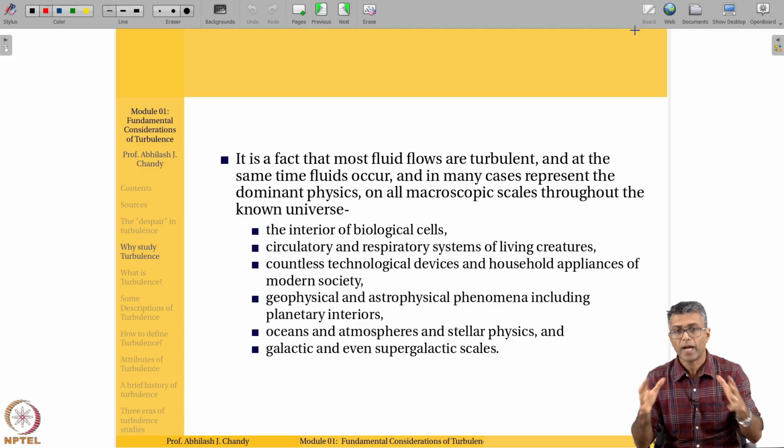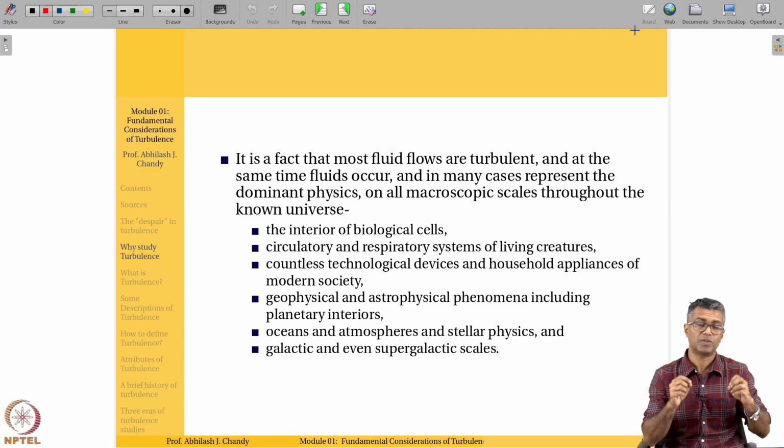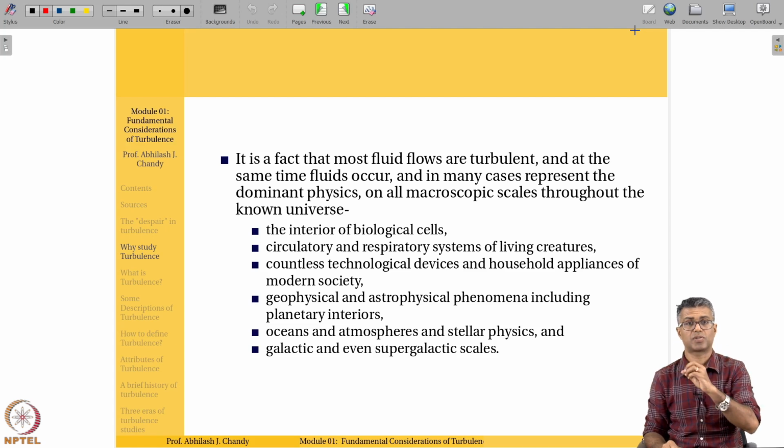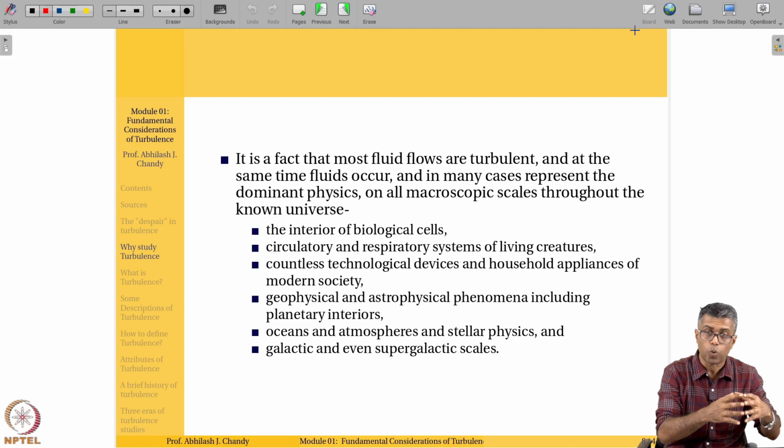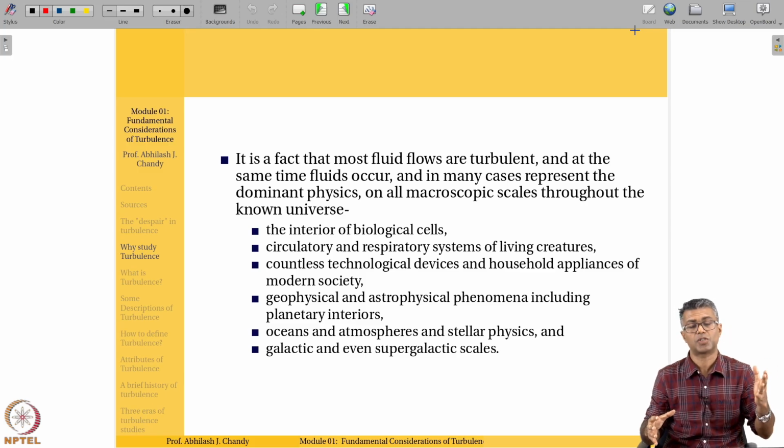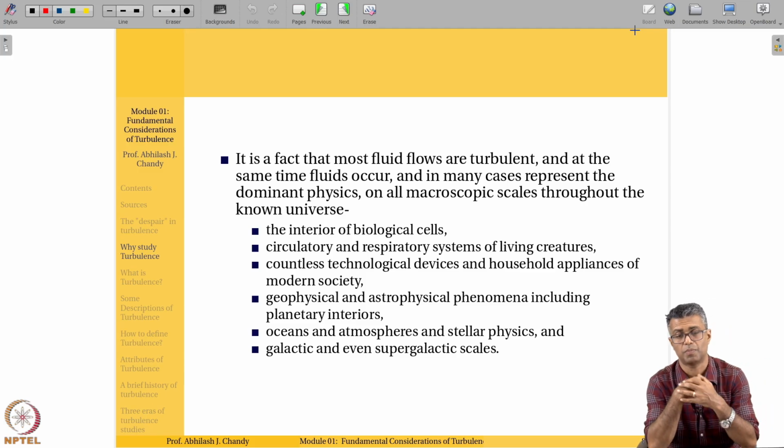And a wide range of interacting scales. Now this is one of the biggest characteristics of turbulence: the fact that you have a wide range of length scales, from large scales to small scales. And we'll illustrate some pictures showing that as well.